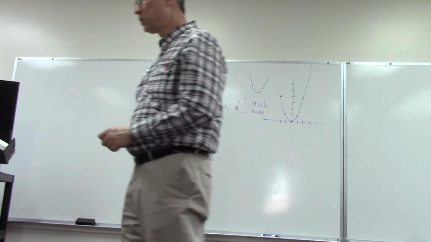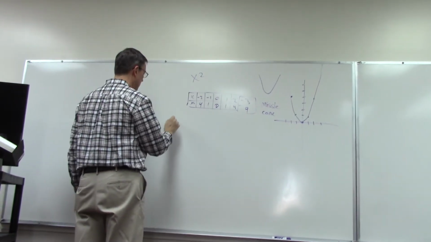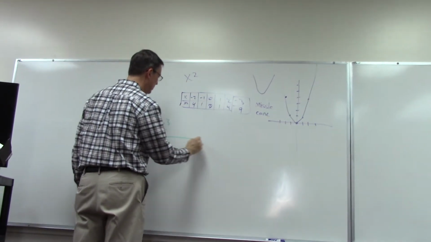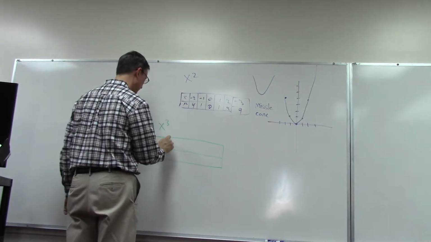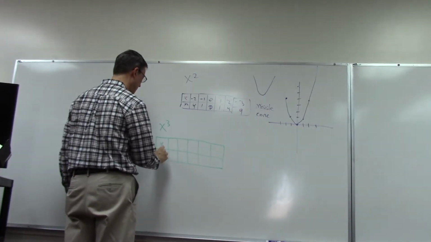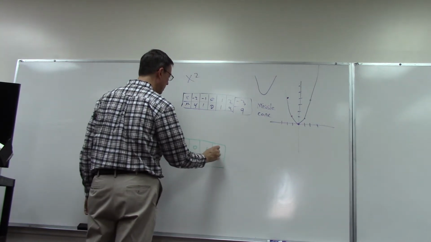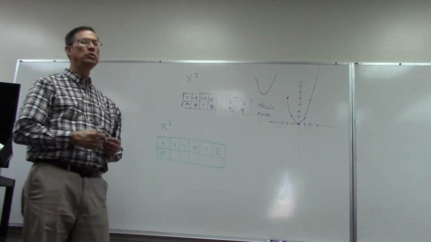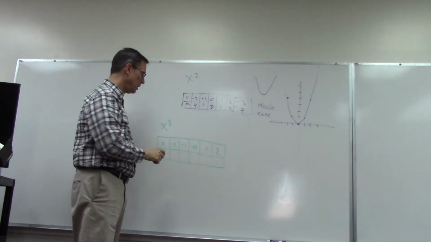Let's look at cubic functions. All right, let's set up a table of values. So cubed is to the third power. X to the third. I'm going to plug in negative 2, negative 1, 0, 1, 2. All right, so what is negative 2 times negative 2 times negative 2? Negative 8.